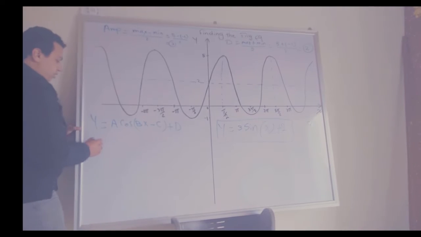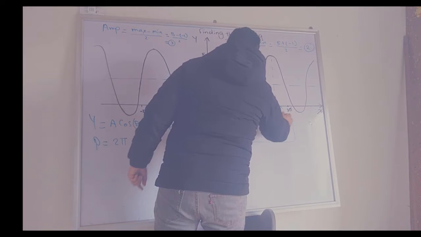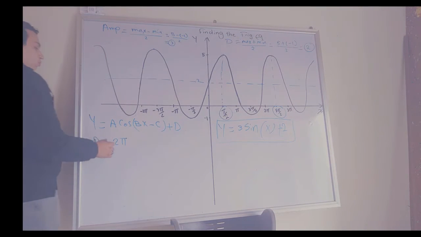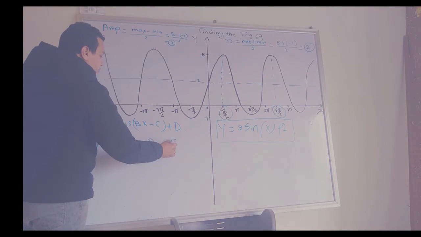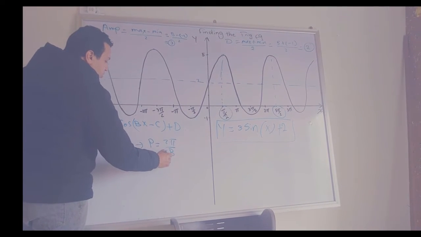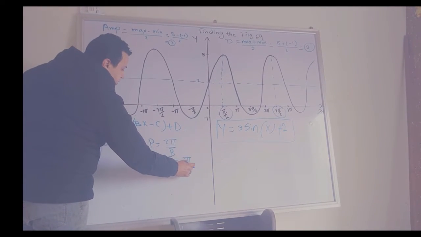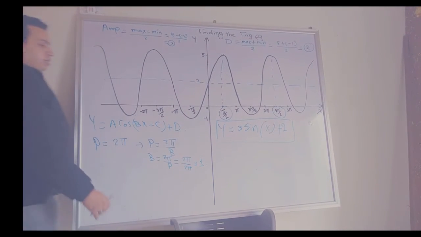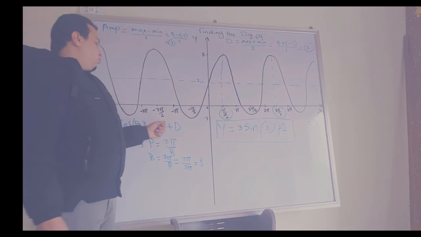Then our p equals 2 pi. 5 pi over 2 minus pi over 2 is equal to 4 pi over 2, which in the simplest form is 2 pi. Consequently, p equals 2 pi over b, and b equals 2 pi over p, which is equal to 2 pi over 2 pi, in the simplest form equals 1. Then after getting b, a, and d, we must find out c.